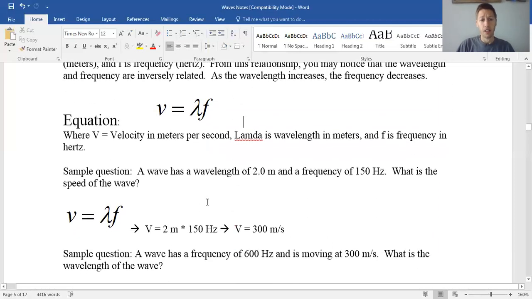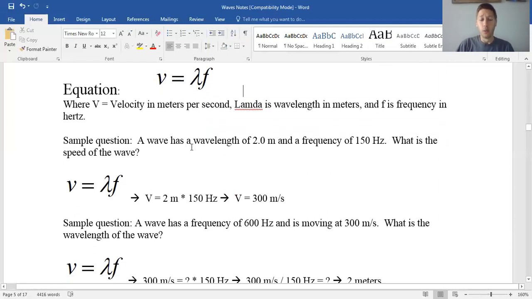So a couple sample questions. Say a wave has a wavelength of 2 meters and a frequency of 150 hertz. What is the speed of the wave? So our equation, velocity equals wavelength times frequency. We're solving for the velocity. What is the speed? So our wavelength is 2 meters. Our frequency is 150. 2 times 150 is 300 meters per second.